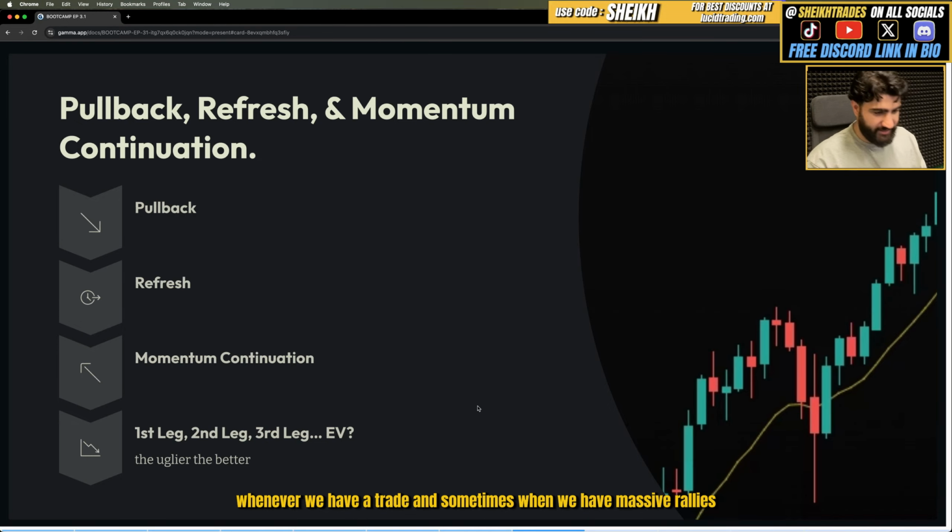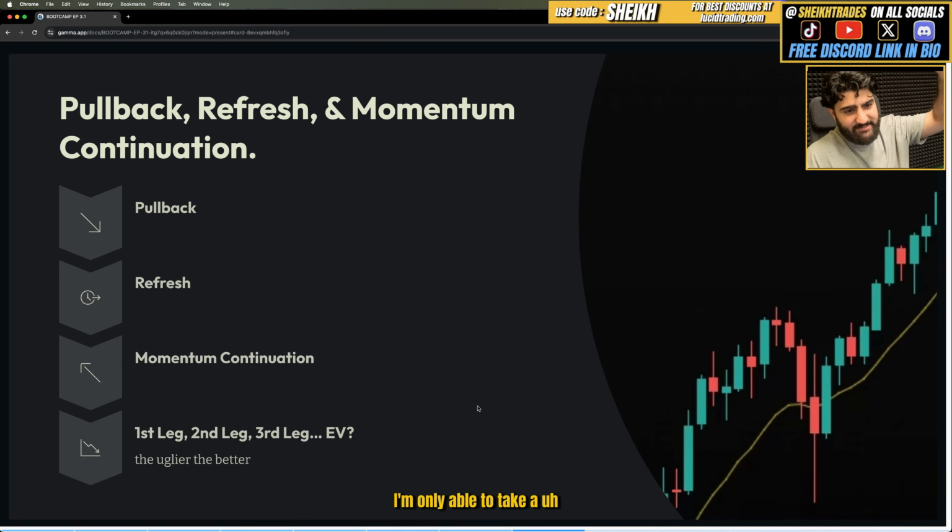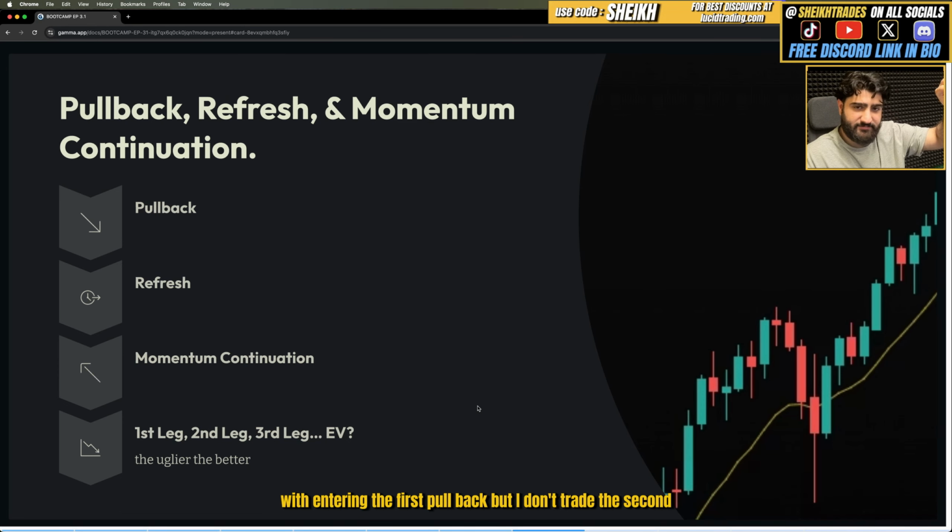Whenever we have a trade, and sometimes when we have massive rallies, I'm only able to take a trade for the initial move, the first pullback, and that's it. So if I miss the initial move, I'm okay with entering the first pullback, but I don't trade the second, the third, the fourth. The more legs we make, the lower the EV.